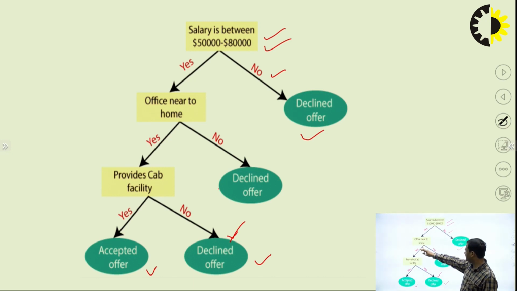So obviously the candidate will decide that I don't need to choose this company. At this particular yes response, he or she has seen that the company is near to home. Based on that decision, he has accepted the offer, and further checks the other parameters, that is whether the company is near to home and providing the cab facility. If it is yes, then he will accept the offer. If it is no, then he will reject the offer.